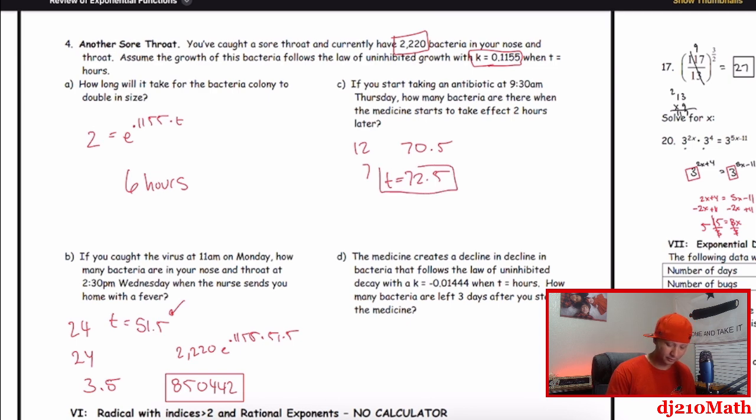So hopefully you can follow me on the logic on that. So I'm just going to plug in 72.5 for my T. All right, so we got a ton of yuck. 9,616,707.